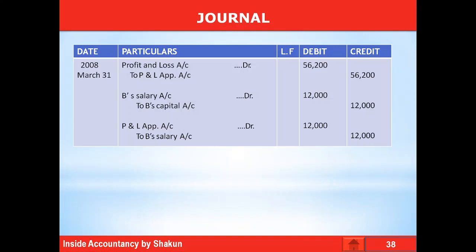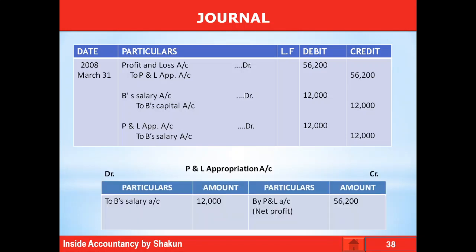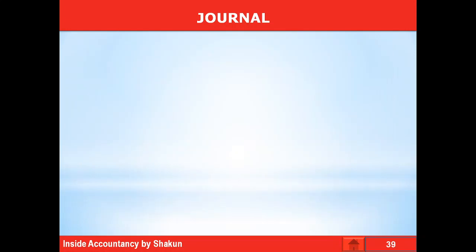Now let's see how these three items would be shown in the P&L appropriation account. The salary will be transferred to the debit side of P&L appropriation account according to the entry that we passed. So on the debit side, we write to B's salary 12,000. The profit would be transferred to the credit side of P&L appropriation account in the name of profit and loss account. So by P&L account, that is the net profit 56,200. Let's look at the further entries.